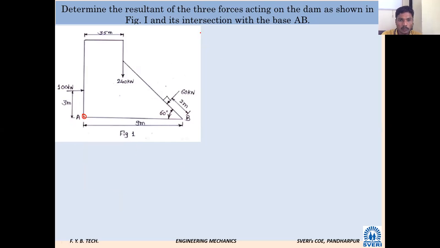Point A. Now let us see the given. This one is also from a university exam problem. Let us see which force we will assume as P1: 240 kilonewton. P2: 60 kilonewton. P3: 100 kilonewton.